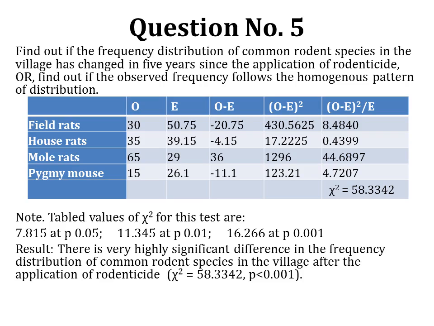There is a very highly significant difference in the frequency distribution of common rodent species in the village after the application of rodenticide. Chi-square 58.3342, probability less than 0.001.